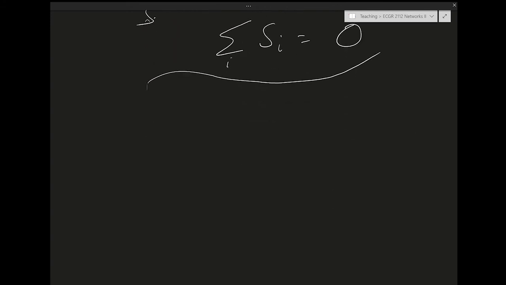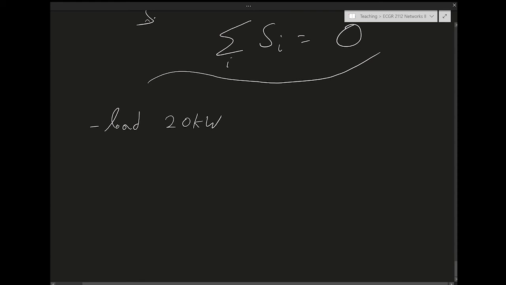The example is as follows. You are told that there's a certain load, a factory or whatever. This load is at a level of 20 kilowatts, but that's not enough information. I have to give you the power factor. So it has 0.8 power factor, but that's still not enough information. I have to tell you whether the load is leading or lagging. So this is lagging, meaning the current is lagging the voltage by a certain amount.